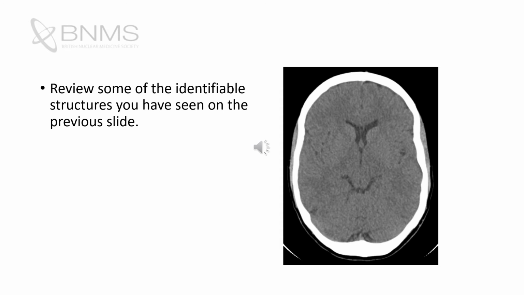We can see the posterior limb of the internal capsule with the inferior aspect of the thalamus on either side of the slit-like third ventricle. We can see the quadrigeminal plate containing the right and left colliculi, and we can see the quadrigeminal plate cistern. We can start to see the cerebellar peduncles forming the early pons, which we will review next.